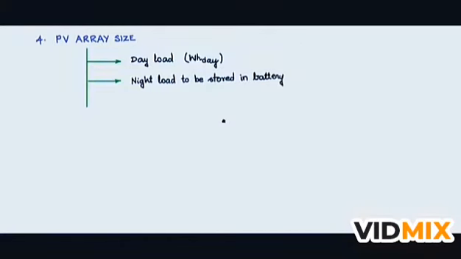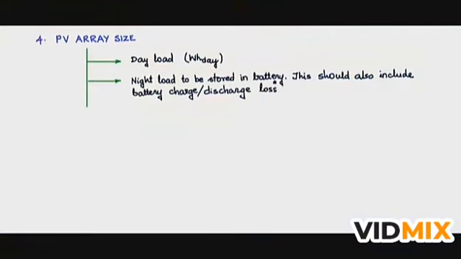So during the daytime, when the sun power is present, the PV array has to pump this much amount of watt hours night load into the battery, and the PV array has also to naturally supply the battery's charge and discharge losses. So this is a major component which the PV array has to supply. So this would be watt hour night load by the efficiency of the battery.